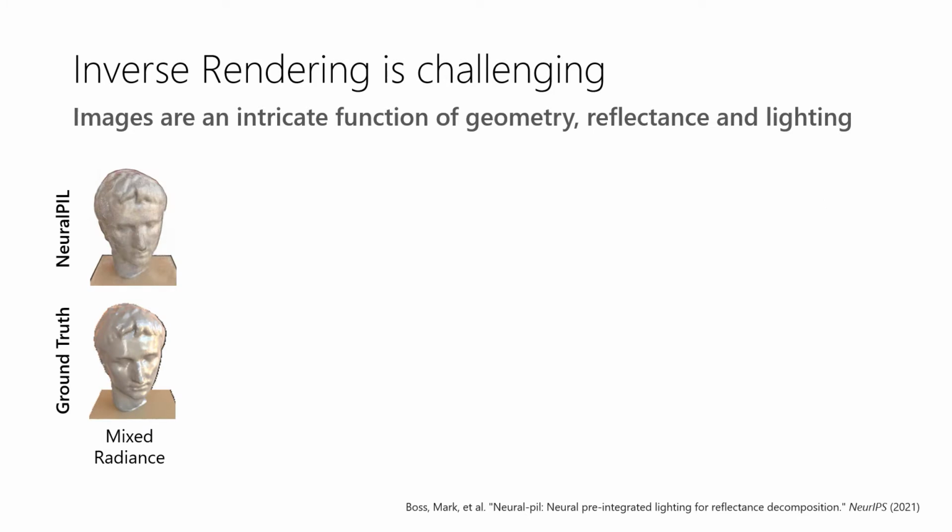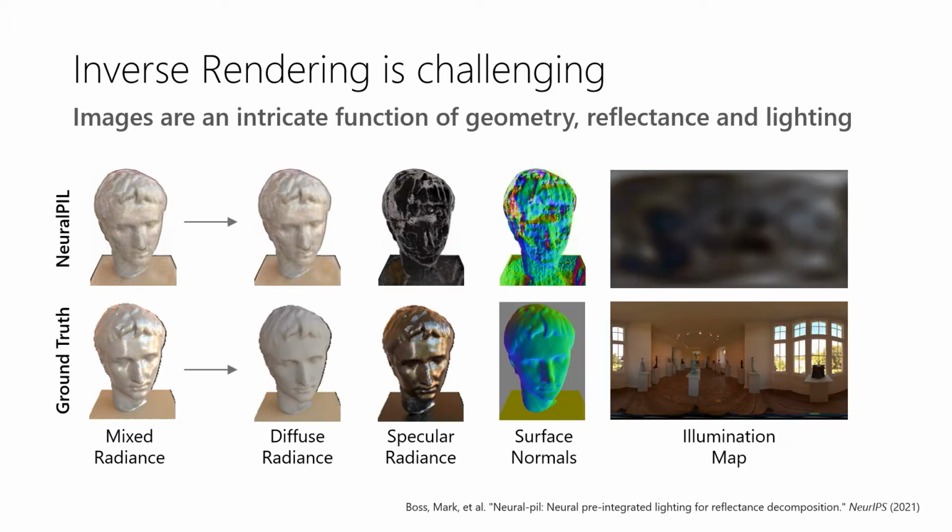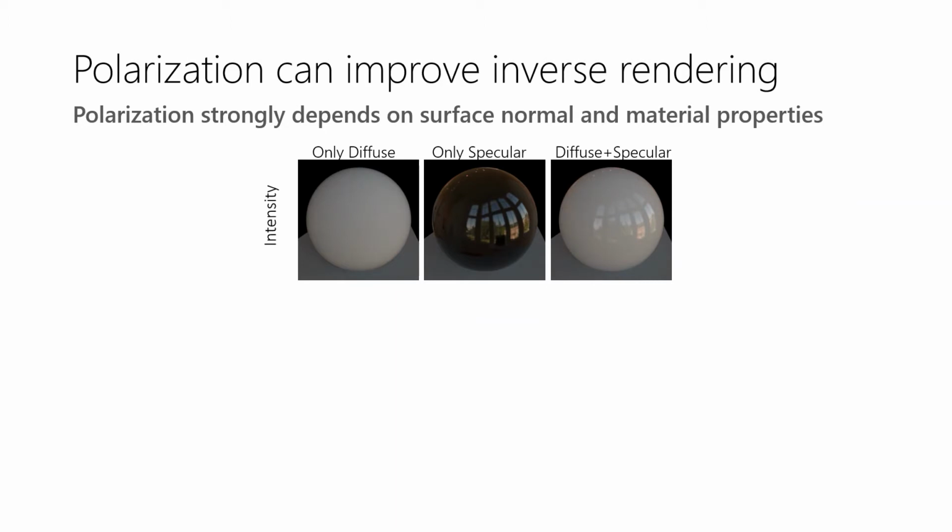Existing neural radiance field-based approaches excel in realistically rendering the final image, but often fail to perform inverse rendering under challenging scenarios. Such as here, NeRF renders the combined image well, but fails on decomposing the image into its underlying scene attributes. A key insight is that polarization is a useful and practical cue for improving inverse rendering.